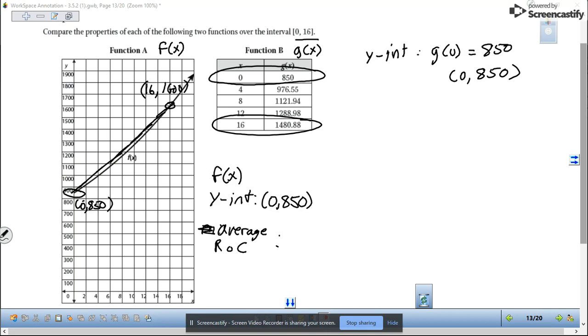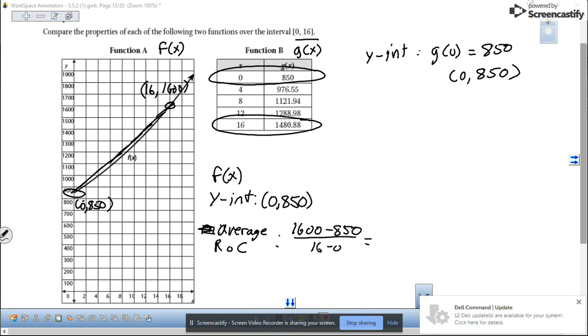Okay, so here we go. That would be 1600 minus 850 over 16 minus 0. So that would be 1600 minus 850, which is 750, divided by 16. And 750 divided by 16 is 46.875. Okay, now we need to compare that with the other one.